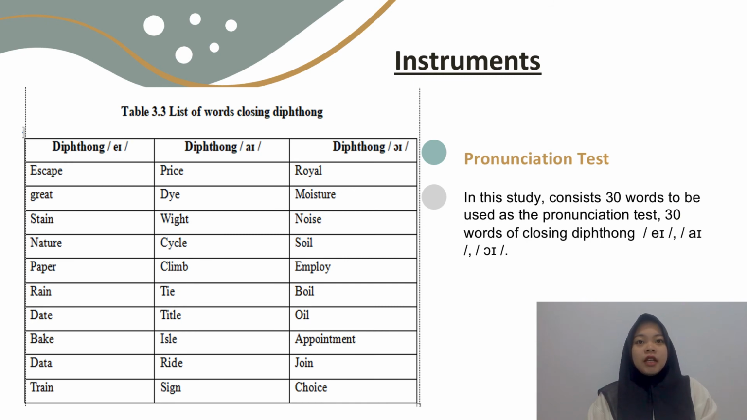Instrument. In order for this research to be focused and more accurate, the researcher chose 30 words to be used as the pronunciation test. 30 words of closing diphthong A, I, O: 10 words containing diphthong A, 10 words containing diphthong I, and 10 words containing diphthong O. The words are chosen based on familiarity to make it easier for the respondents to pronounce.